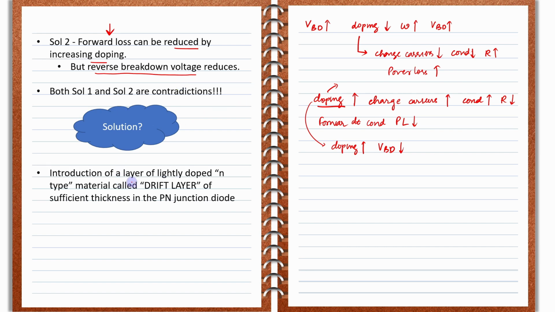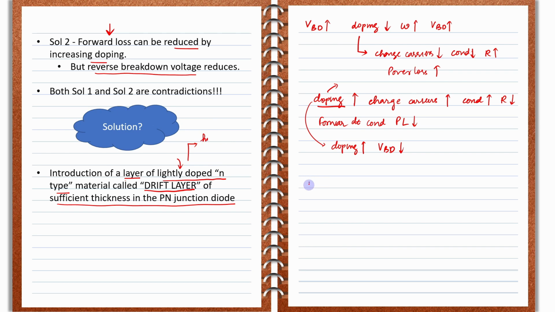It is the introduction of a layer of lightly doped N material, which is called drift layer, of sufficient thickness in the PN junction diode. So by introduction of the drift layer, you will get high.